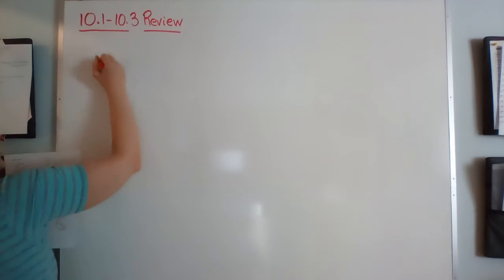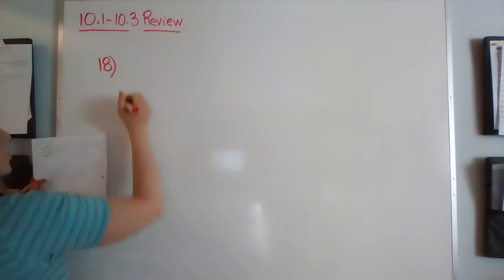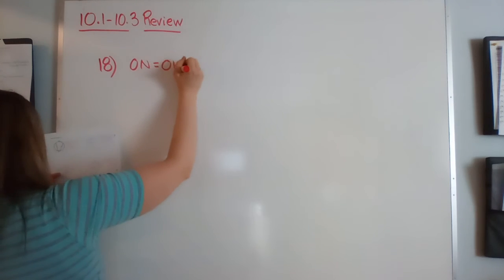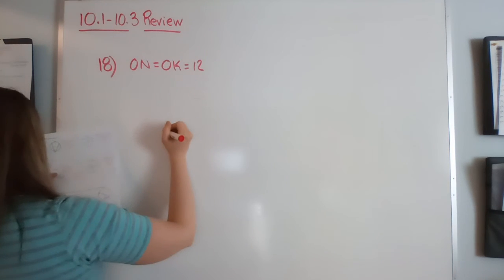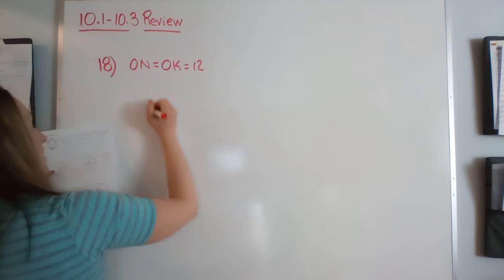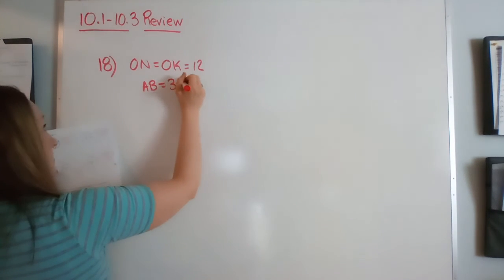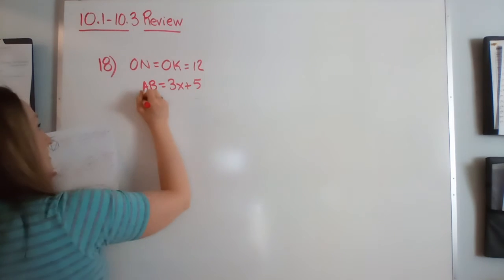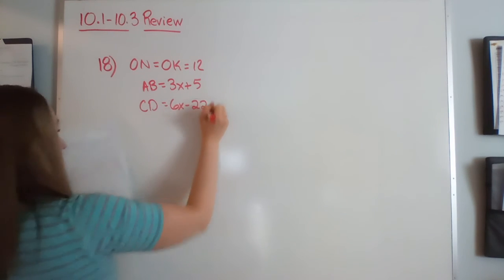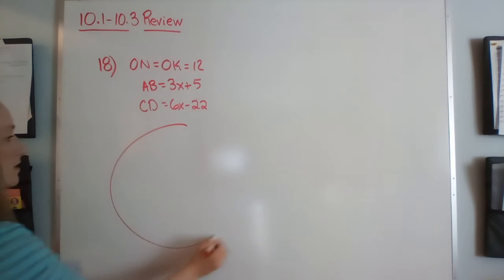So number 18, you're told that ON is equal to OK, which is equal to 12. And then it says AB is equal to 3x plus 5. CD is equal to 6x minus 22. And we want to find the radius. We also have a diagram, so let me draw that next.